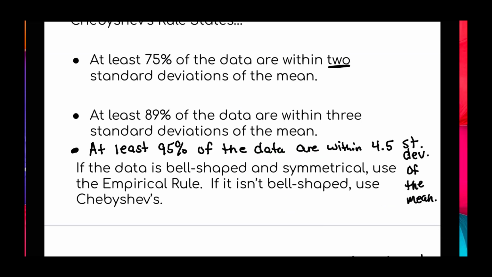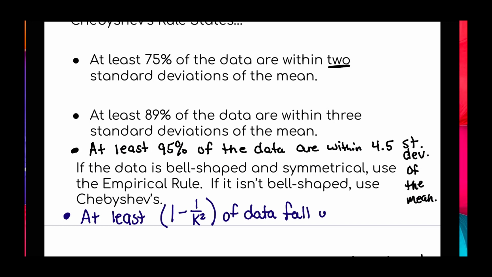Okay, and then I did want to give you a little formula. If you know the number of standard deviations you want to go out, you can figure out the at least percentage with this little formula here. So I'm going to add this to the Chebyshev rules slide. So at least 1 minus 1 over k squared of the data fall within k standard deviations of the mean.